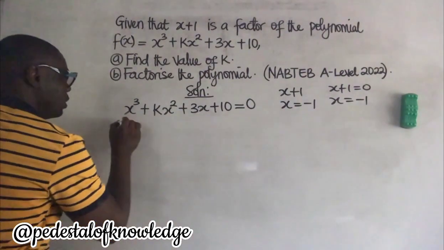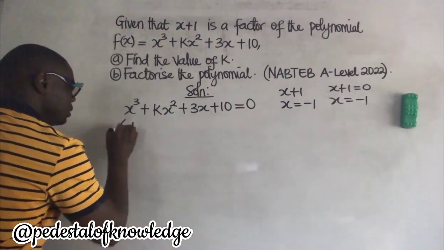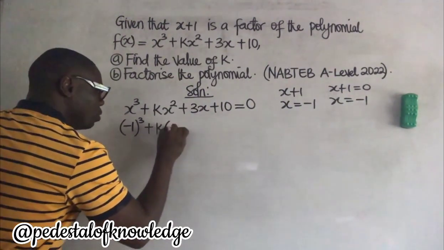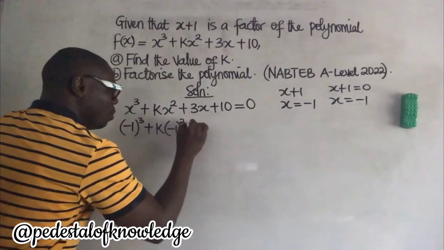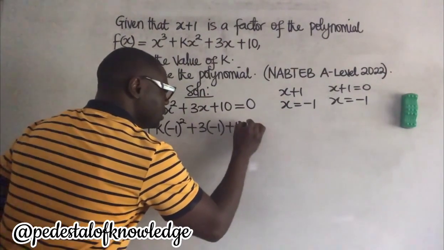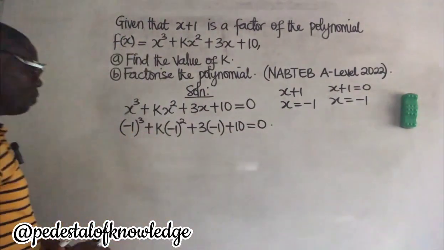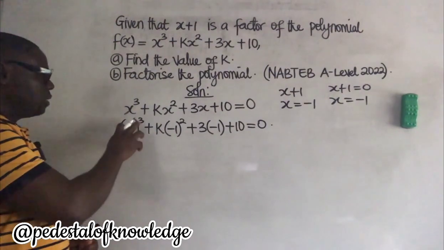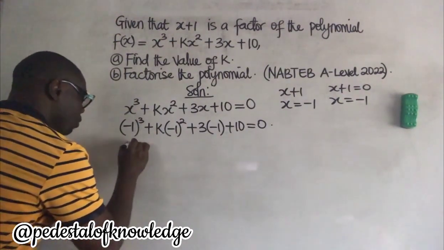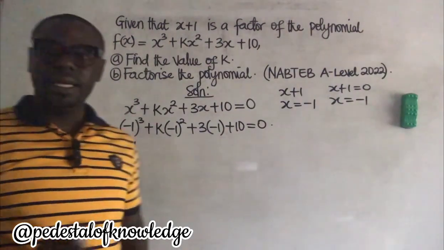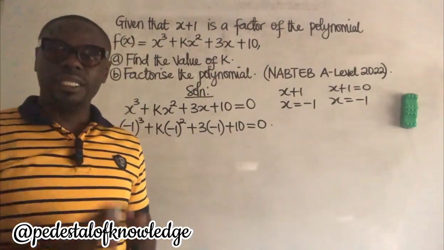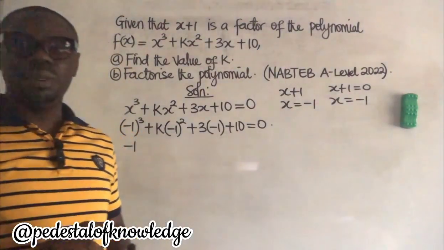So we're now going to substitute x equal to minus 1 into this equation. So now we're going to have minus 1 raised to power 3 plus k into minus 1 raised to power 2 plus 3 into minus 1 plus 10 is equal to 0. Alright, now we have minus 1 raised to power 3, which is equal to minus 1. Remember that whenever a negative number is raised to an odd power, the answer will be negative. But when a negative number is raised to an even power, the answer will be positive.